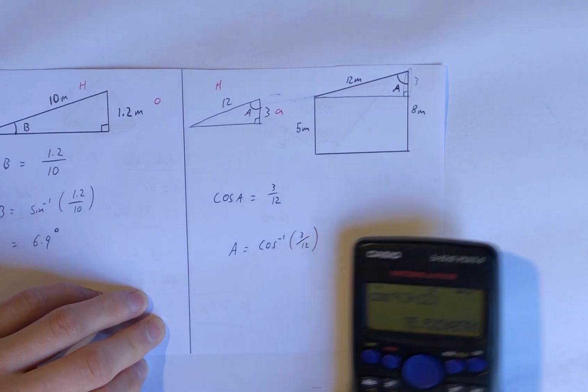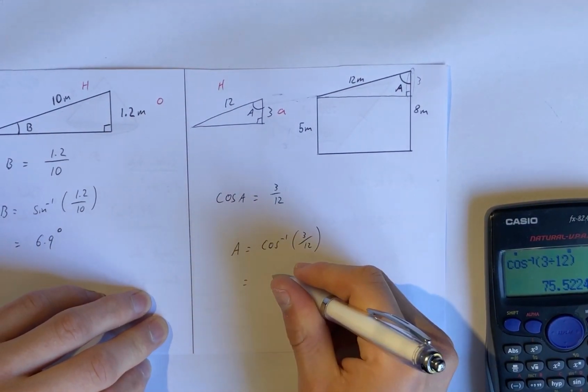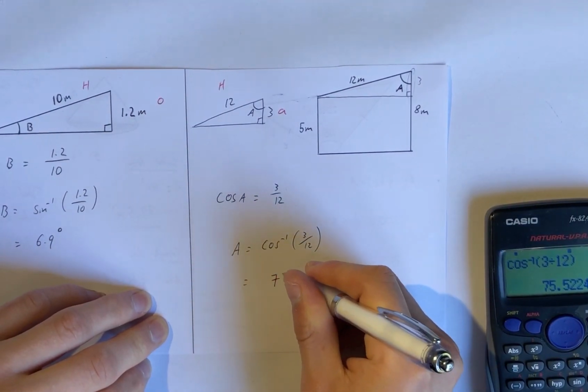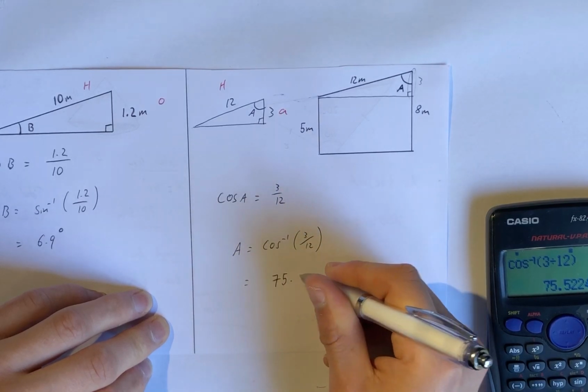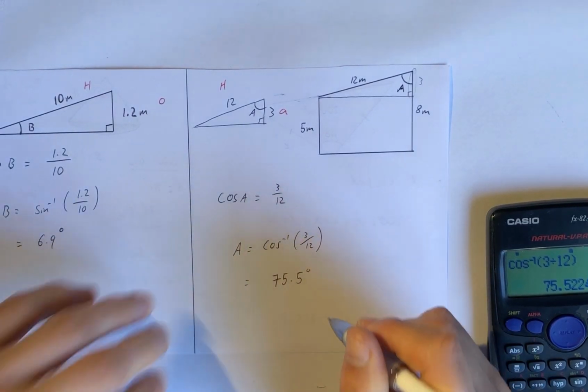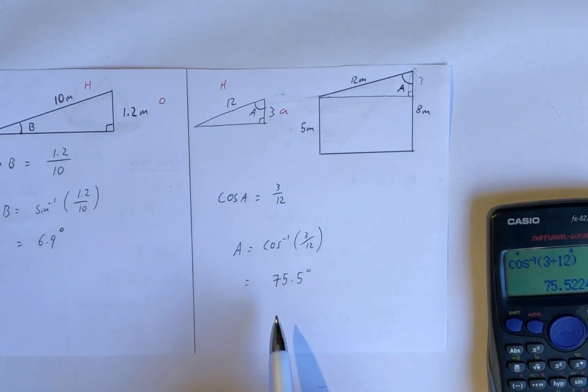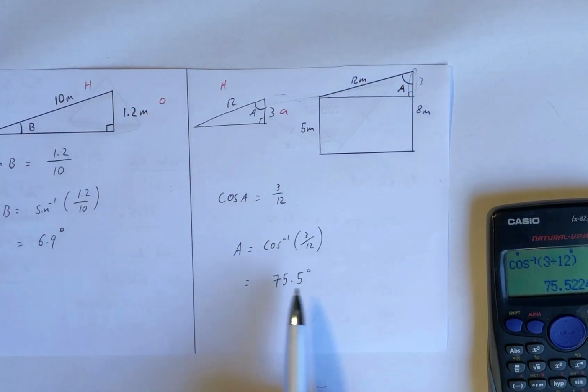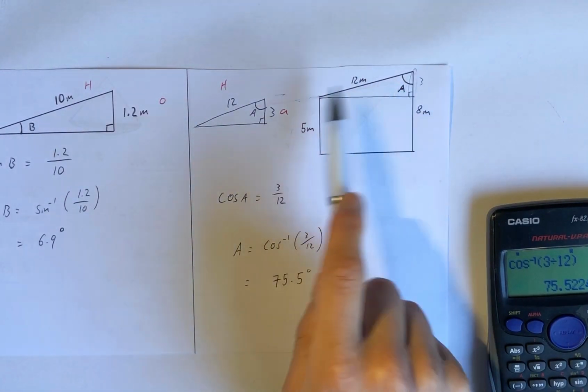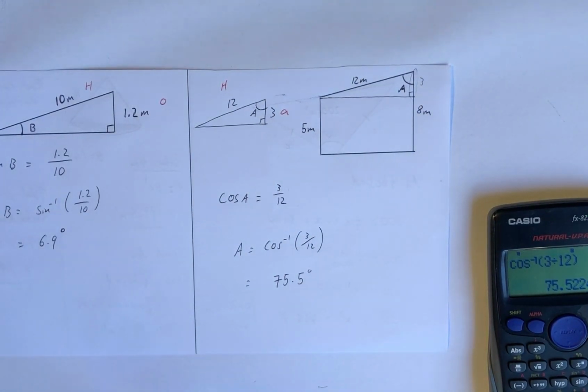What do we get? 75.5 degrees. If any of your parents are engineers or builders, maybe ask them if that is a legitimate angle to have in that roof, because there are some specific regulations about those mono-angled roofs.